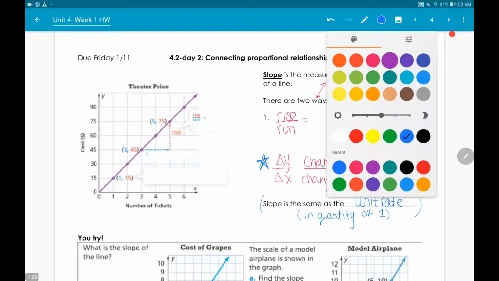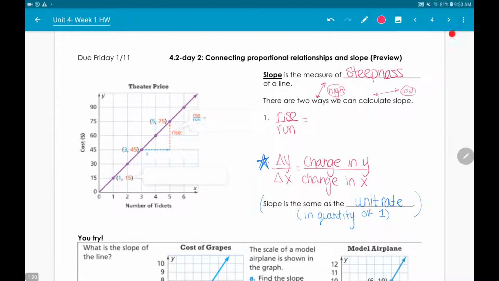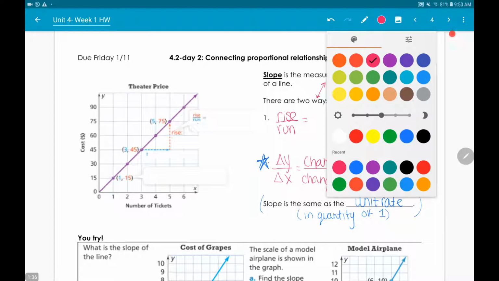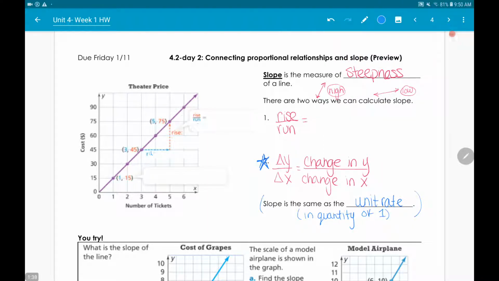All right, so let's take a look at this graph. So this graph has 3 points, okay? And first I'm going to practice by doing the rise over run, and we've talked about this a little bit. All right, so I'm figuring out how many units am I going from one point to the other. So if I'm focusing on these two, to go from 3 to 5, I'm doing 1 unit, 2 unit, so that's 2 tickets.